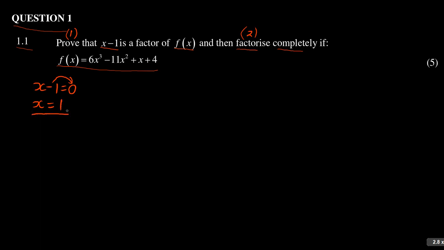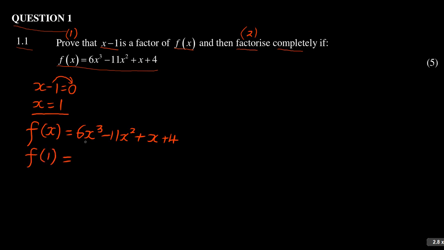So now we have got x is equal to 1. So that is the first step. Now the next thing that you are supposed to do is to substitute f of 1. Remember, they are saying f of x is equal to 6x cubed minus 11x squared plus x plus 4. So this is what you are given. Now you are told that x is equal to 1. So now you can find f of 1.